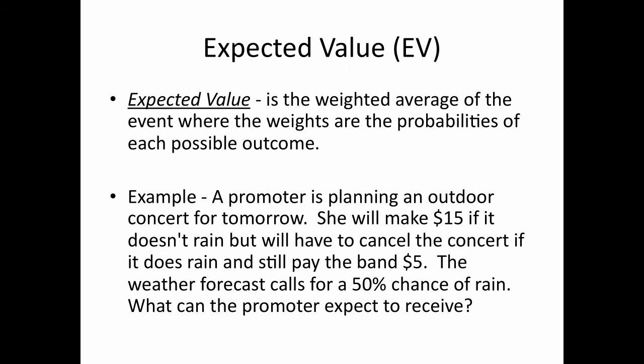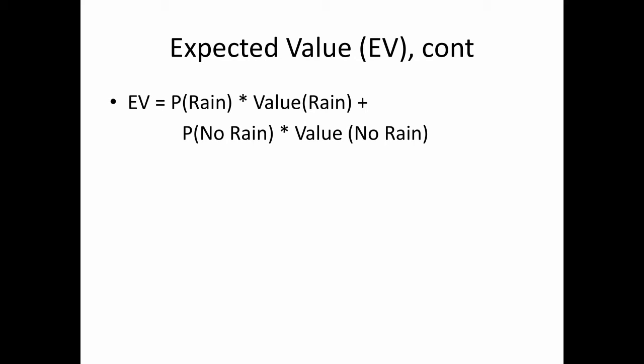To calculate that, we use expected value and we use what's called the expected value equation. This is a particular example of the expected value equation. And EV, which is our shorthand for expected value, simply equals the probability of it raining times the value associated with the outcome of rain. This will be the amount of money that the promoter either earns or loses if it rains, plus the probability of no rain times the value to the promoter of it not raining.